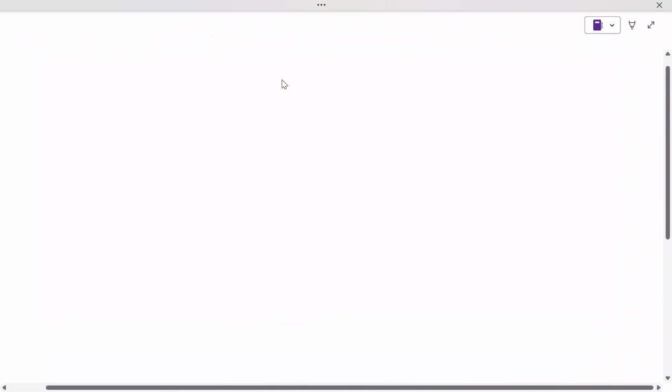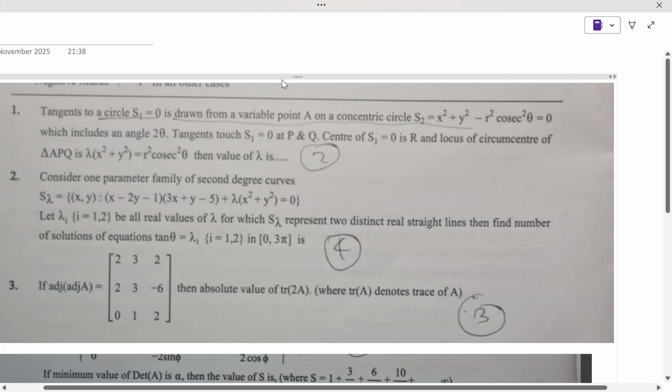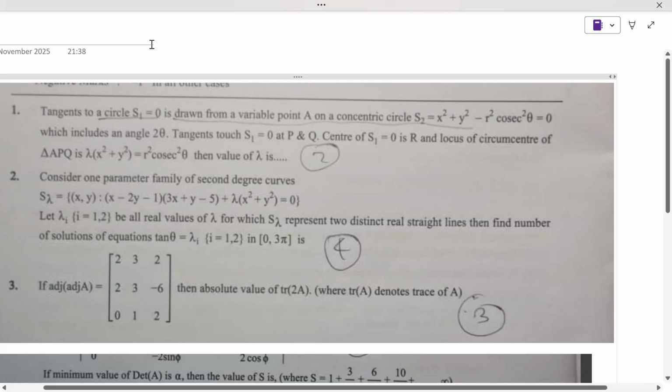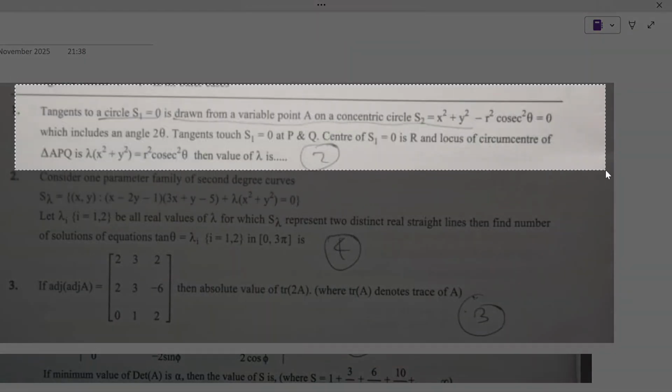Take the first one. Let's start with the first. What it says simply is we have a circle, and from variable points lines are drawn to the circle. A tangent to the circle S1 equal to 0 is drawn from a variable point on a concentric circle S2 equal to 0. Okay, so this one is quite straightforward, and we have discussed this kind of question as well.